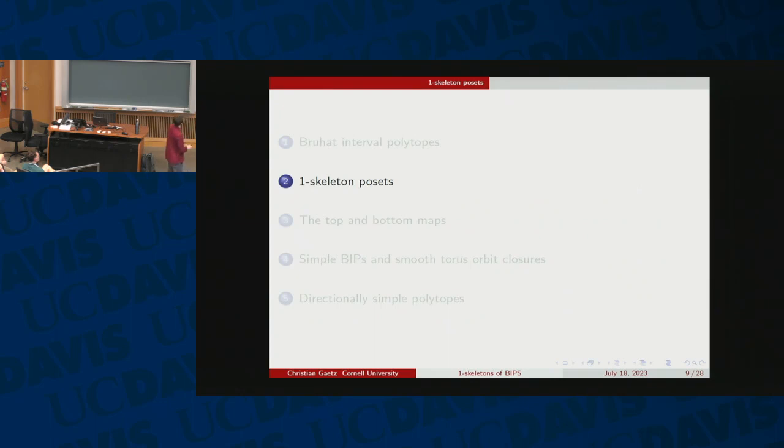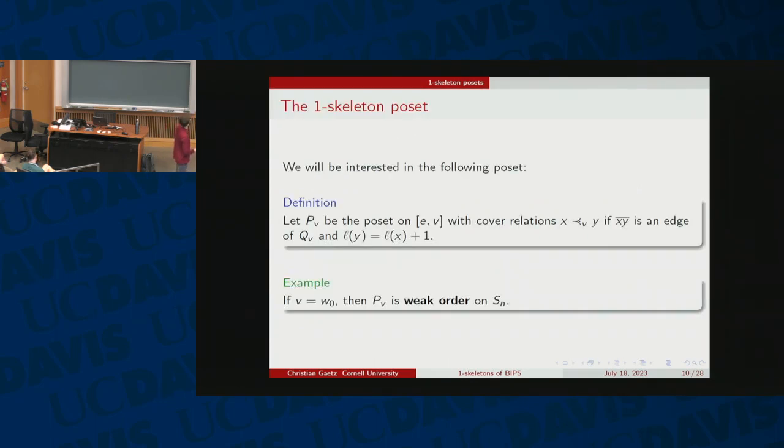All right, now I'll move on to talking about one skeleton posets. So as I mentioned before, when we have one of these polytopes, we can view it as defining for us a poset by taking the cover relations of the poset to be the edges in the polytope.